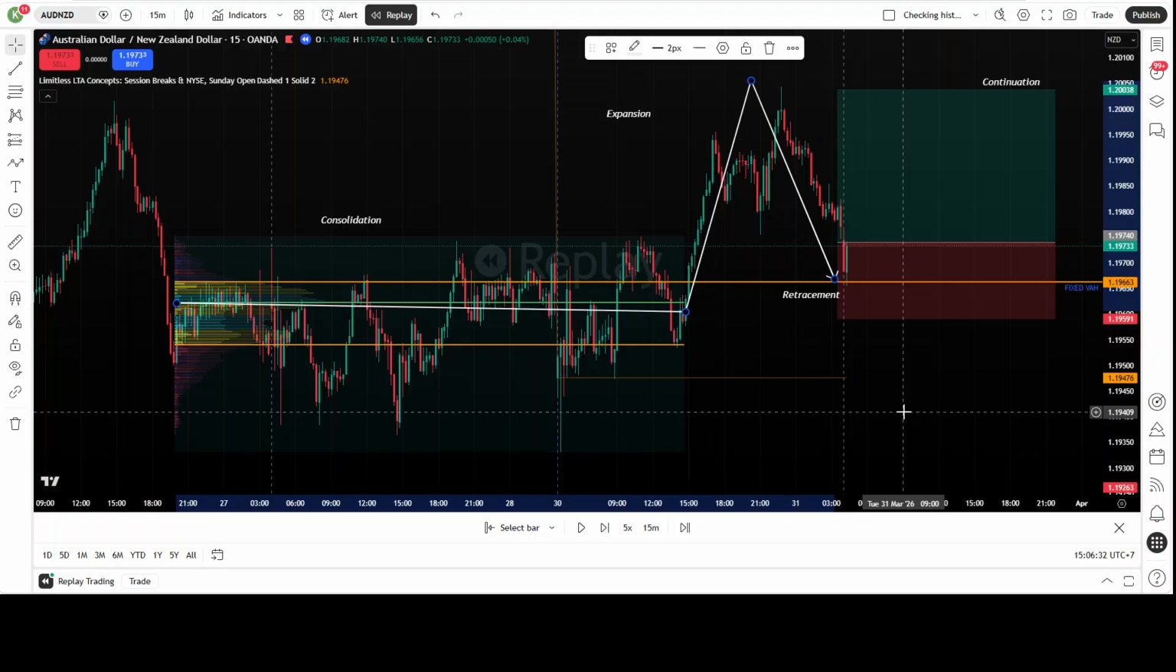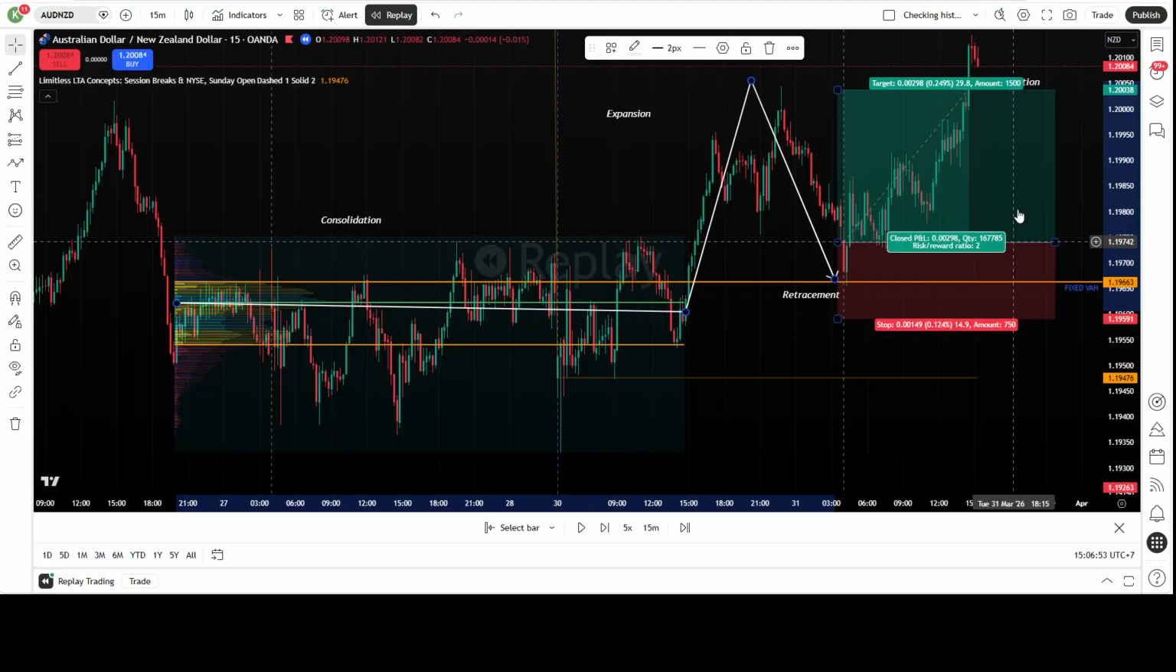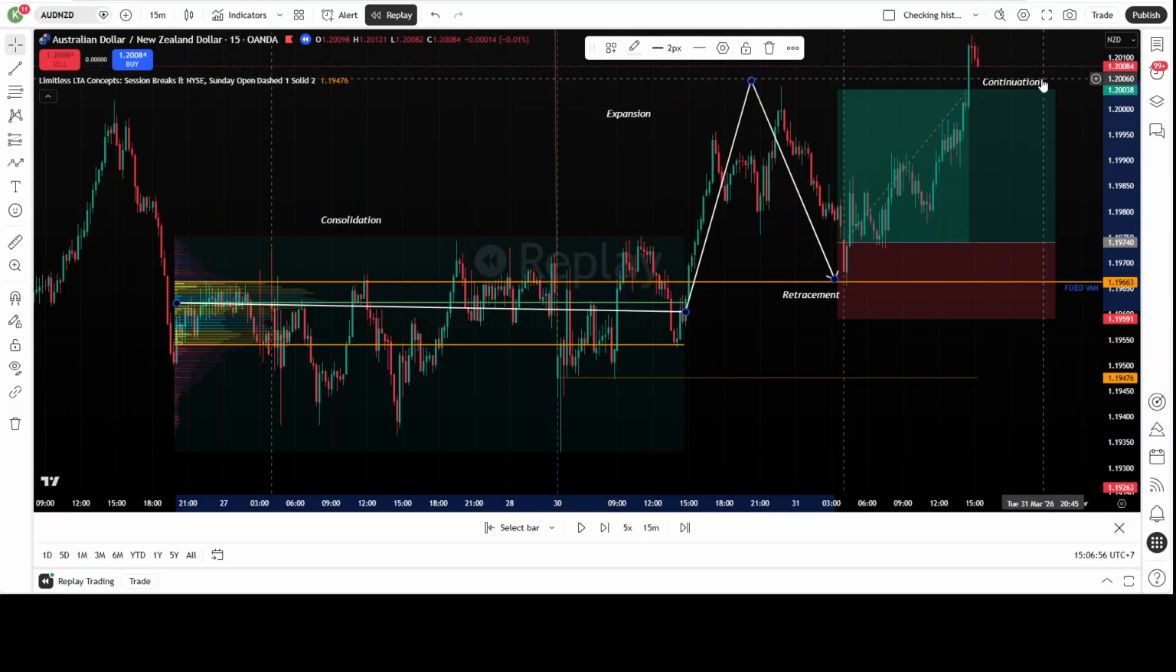Let's see what happens here. I press play. Remember here, we have consolidation, expansion, retracement. What happens after this? You can see price is in the middle, and then finally you can see, boom, money shot right there. Continuation. That's how you get paid. So we have consolidation, expansion, retracement, continuation.